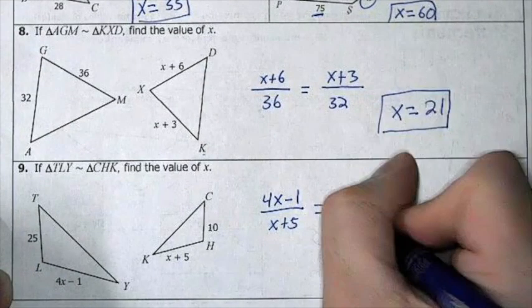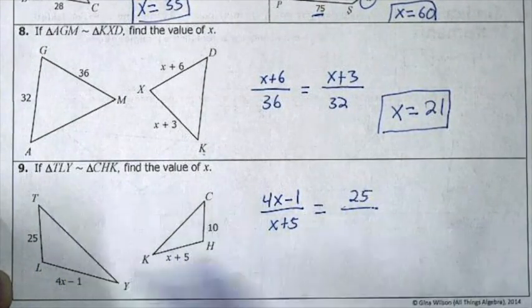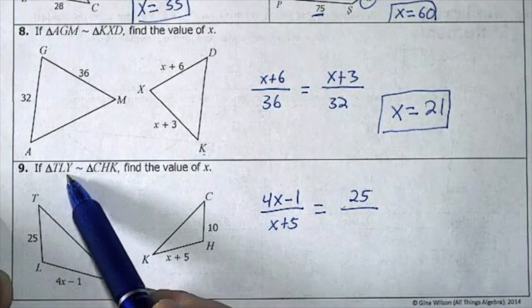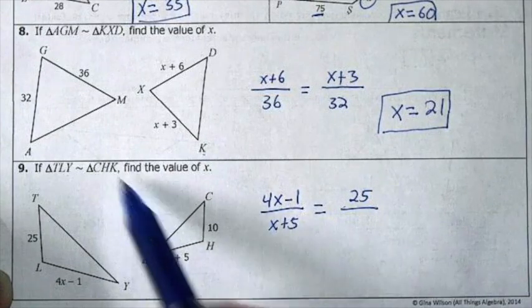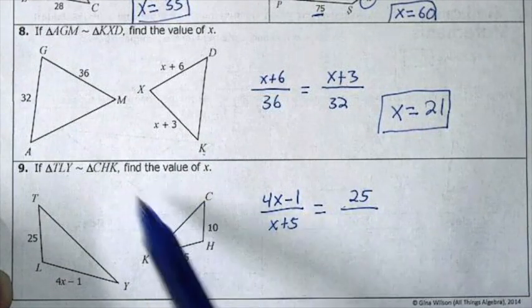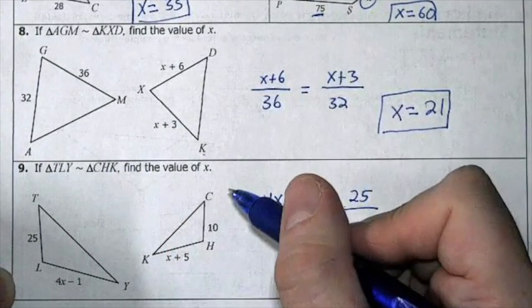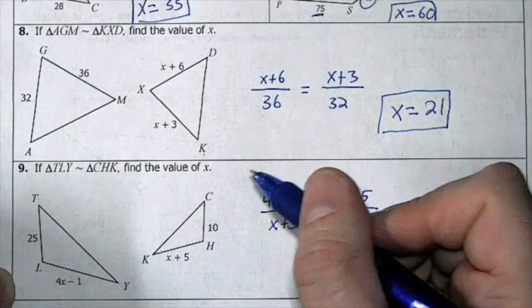And we're going to set that equal to whatever the other side is that they give you. In this case, it's 25 over, let's see what that matches up with. This is side TL. TL is the first and last letter. So we're going to look at the first and last letter over here, which is CK. And, sorry, that's not CK.